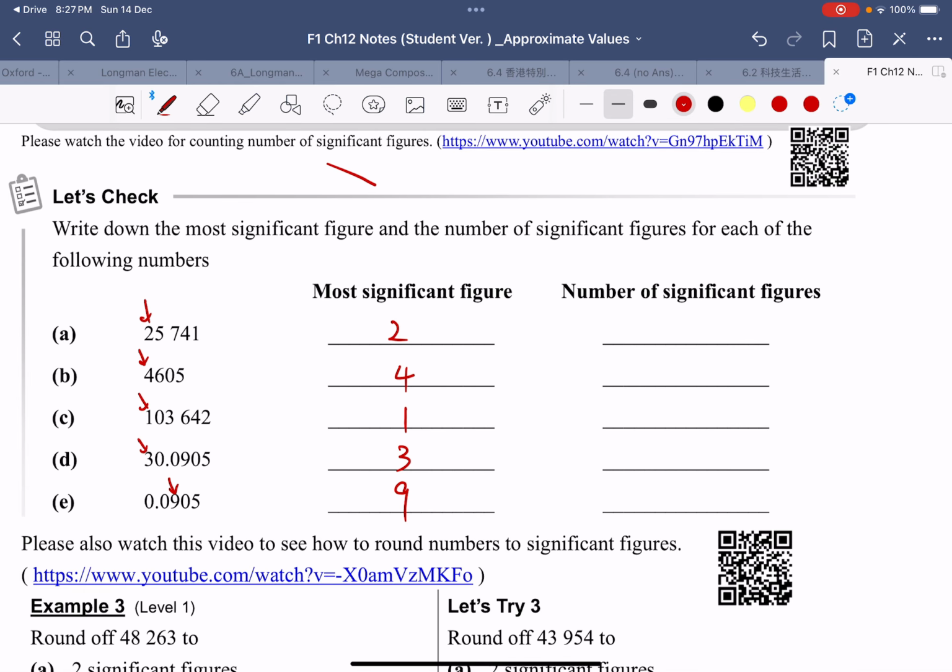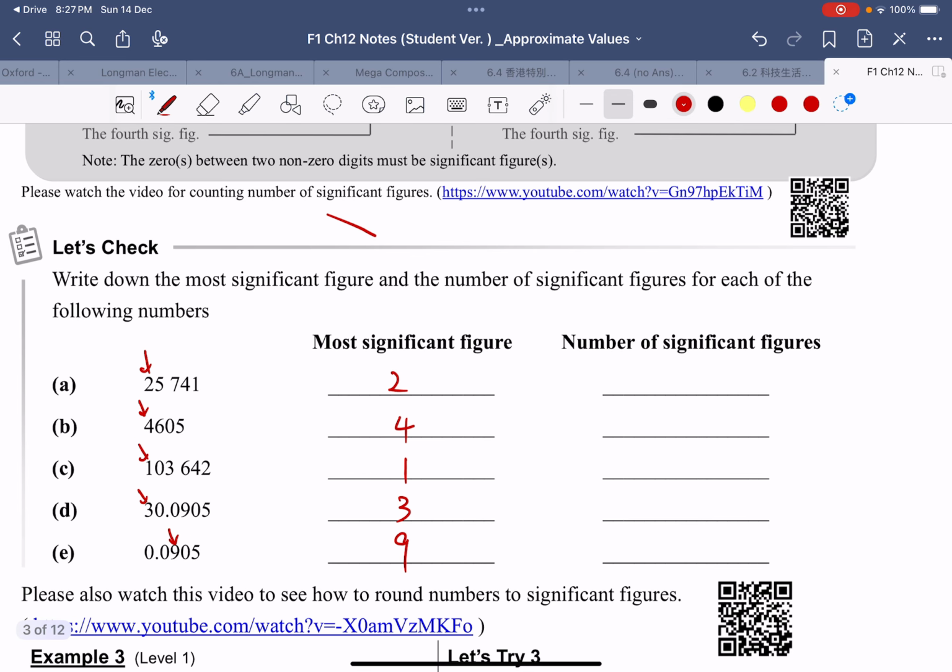And the number of significant figures, you need to know how to count the number of significant figures here. So just count from the most significant figure, this one, count from it to the least significant figure, that is this one. So I count 1, 2, 3, 4, 5. Okay, 5 significant figures in this number.